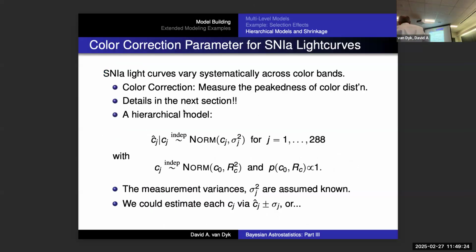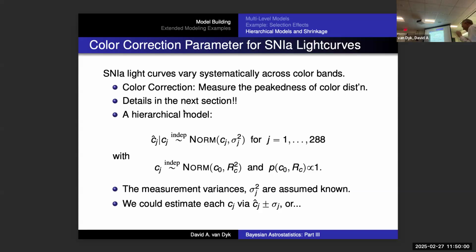Okay, so let's look at a little bit more of an astronomical example. I was talking about supernovas before. I'm getting a little closer to the actual problem now. There's this thing called the color correction. Imagine you have a time series, or a light curve, of a supernova as it's exploding in multiple photometric bands. The importance of the color correction will come up when I get to the full example later in the lecture.